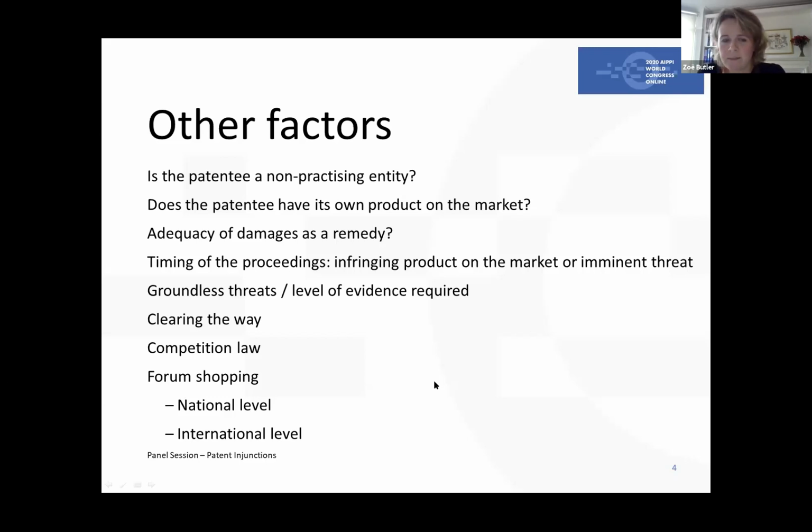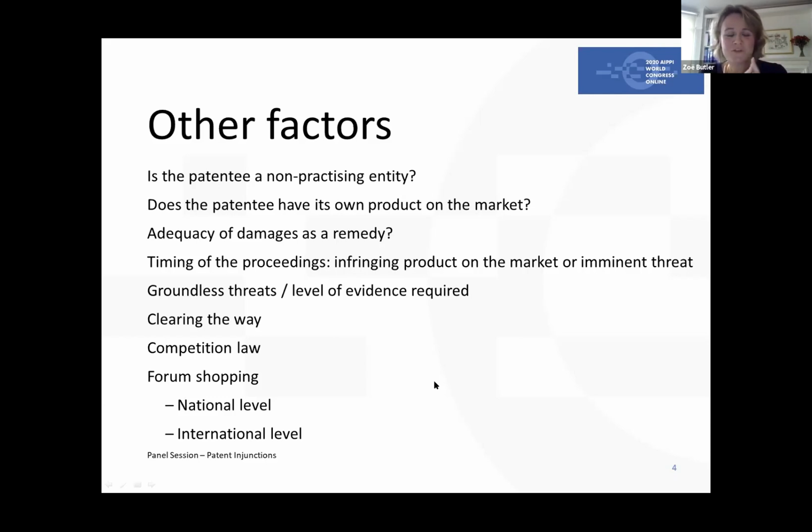I think really picking up on what Claudia said, the thing that really leaps out at me from this slide is the third bullet, the adequacy of damages as a remedy. And this is really key in the court's assessment when it comes to a preliminary injunction. Will the patentee be adequately compensated in damages pending trial?